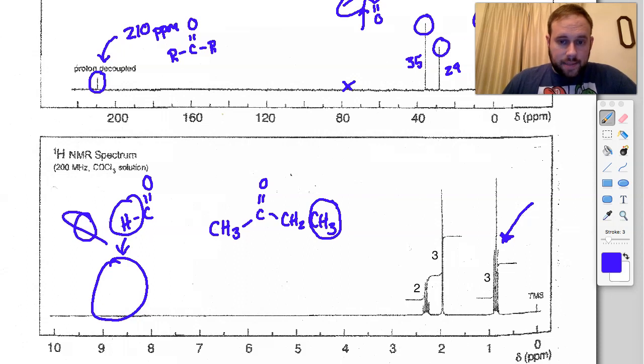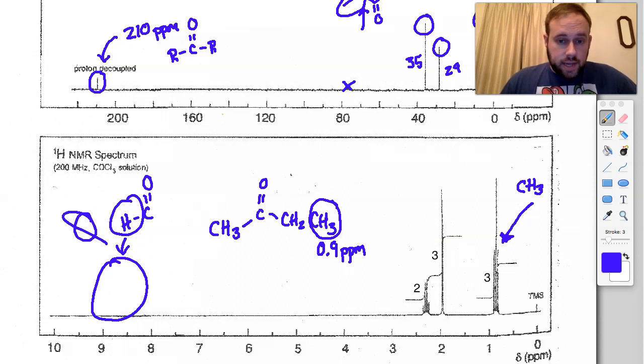I'm going to say that's about 0.9 ppm. If we take a look at this, it has a neighbor with 2 protons, so the n+1 rule would say we should see 3 peaks. If you were to zoom in on this, you would indeed see that there are 3 peaks here. So this is a triplet, and that confirms the CH3 is next to a CH2.